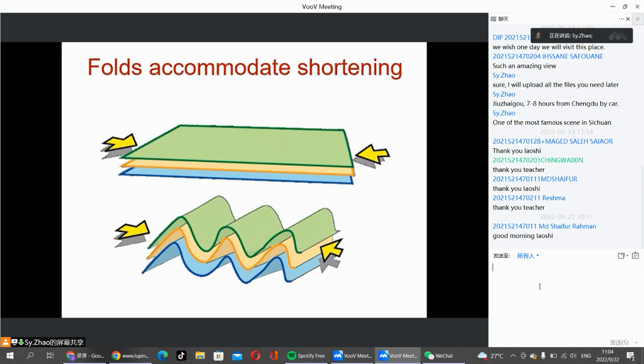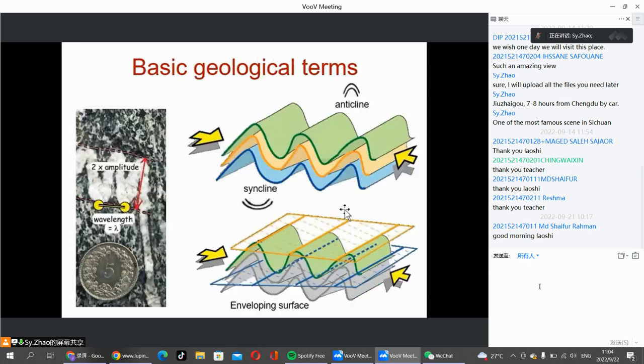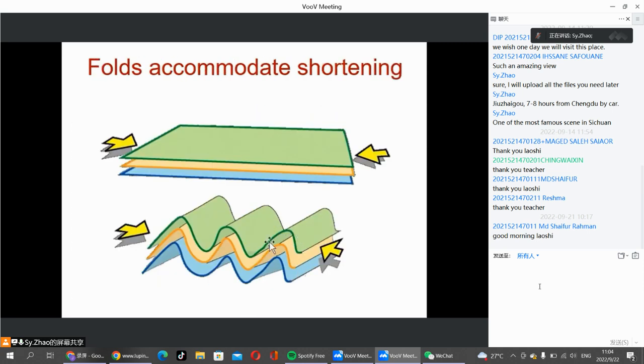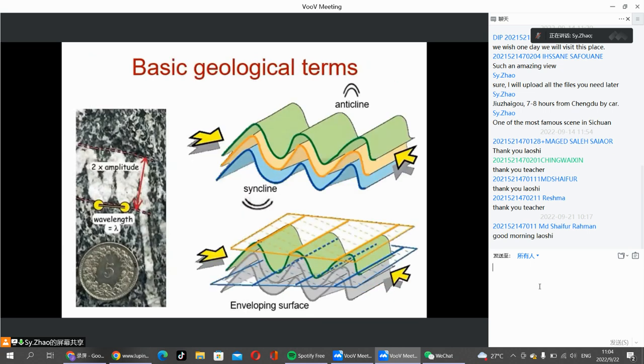And faults commonly develop in the shortening of the rock layers, like this. So finally, we could commonly see such faults in the rock outcrops in nature. So how can we describe such a geologic structure?